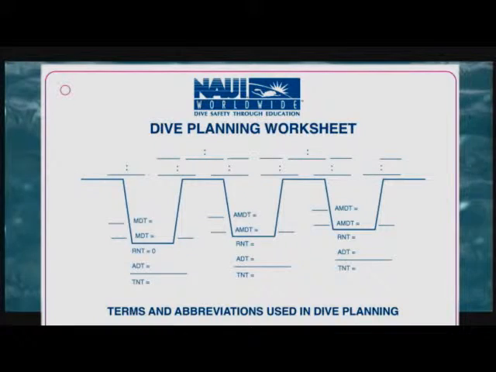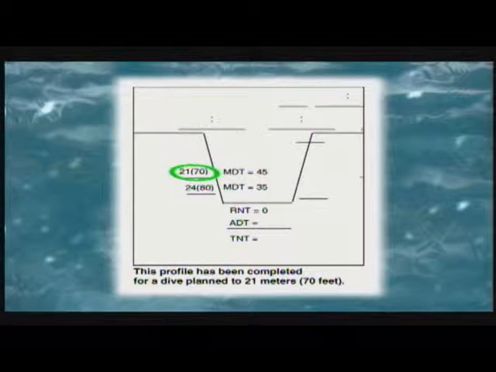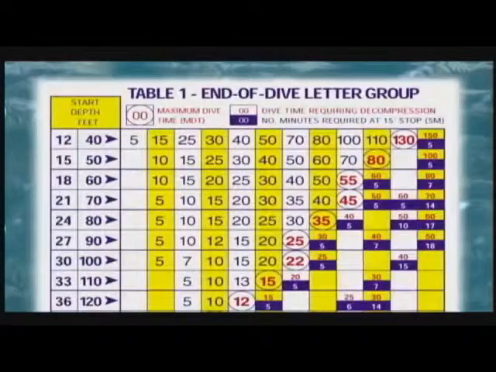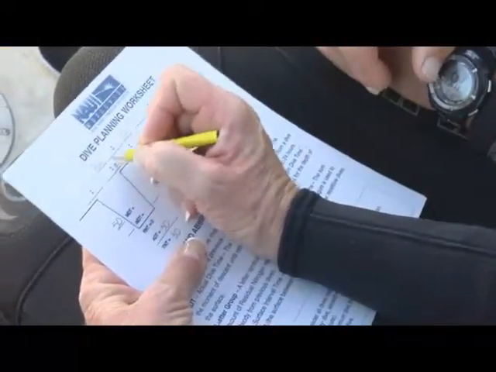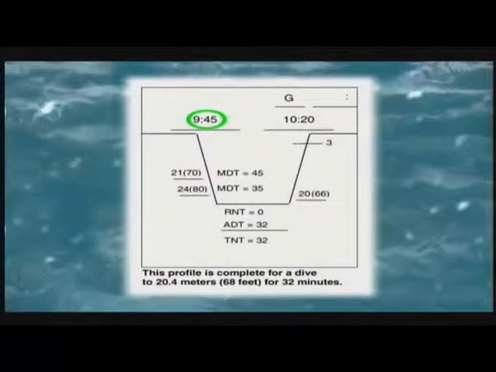Write down your planned depth of 21 meters or 70 feet. Add 3 meters or 10 feet just in case you exceed your planned depth. Look at Table 1 and find the MDT for your planned depth. Add 3 meters or 10 feet to your planned depth and find the MDT for your contingency depth. Now it's time to dive your plan. Record the information from your first dive and find your letter group designation.